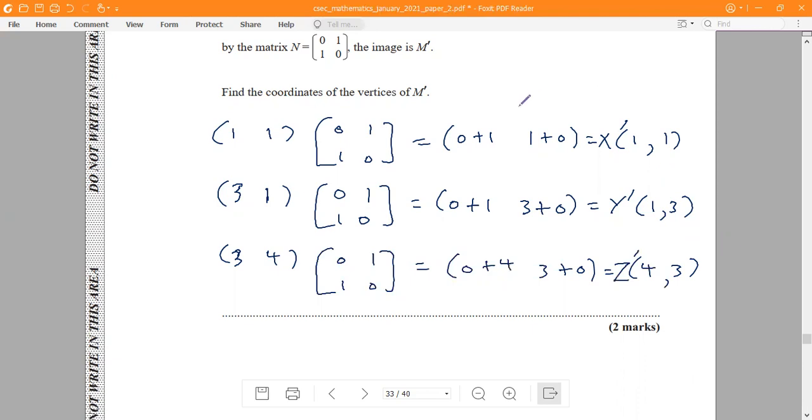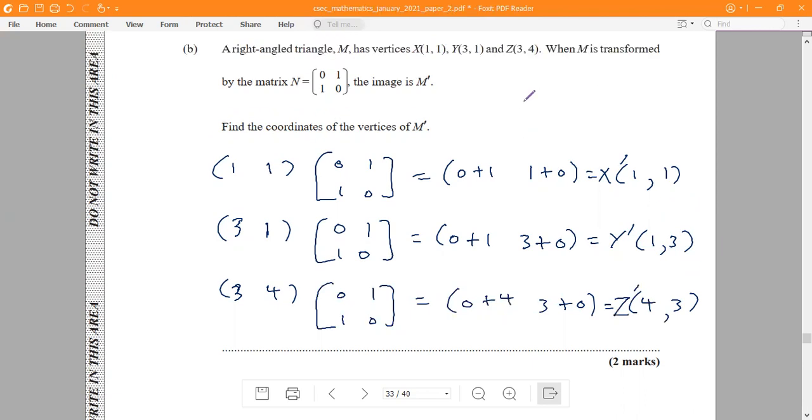So as we can see, the X coordinate and the Y coordinate have been interchanged with each other. All right. So this is a reflection in the line Y is equal to X.